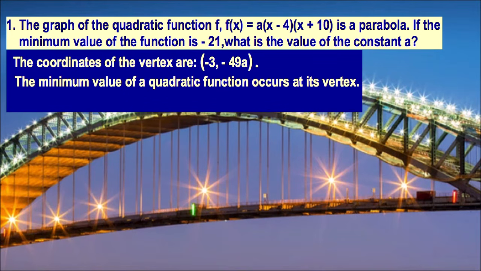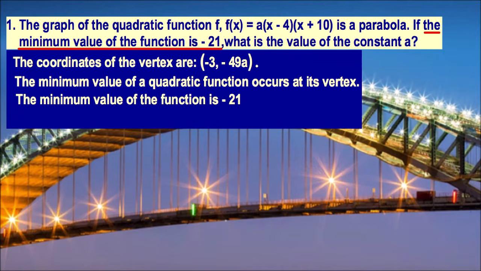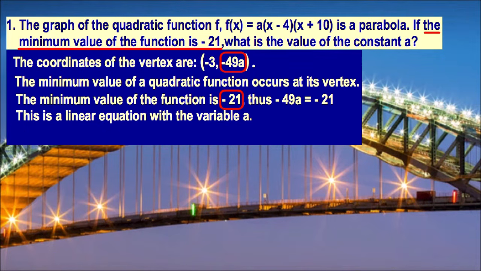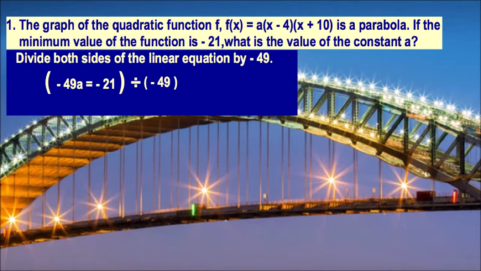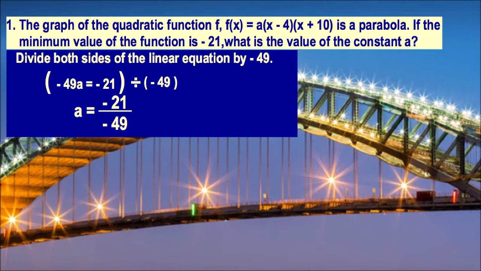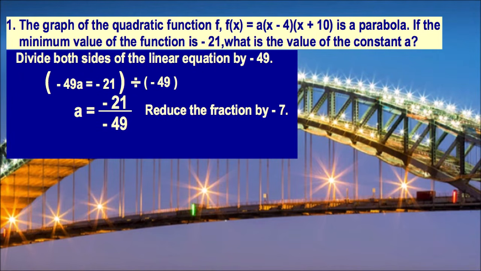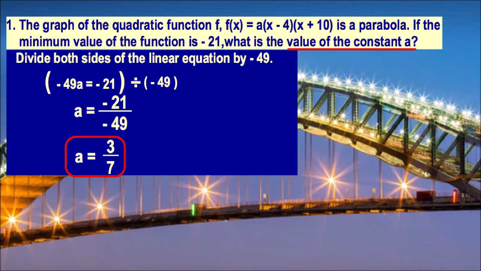But the minimum value of a quadratic function occurs at its vertex. And the minimum value of the function is -21. Thus, -49a is equal to -21. This is a linear equation with the variable a, and we can divide both sides of this linear equation by -49 to solve it. Thus, a equals -21 divided by -49. We can reduce this fraction by 7, resulting in a equal to 3/7.